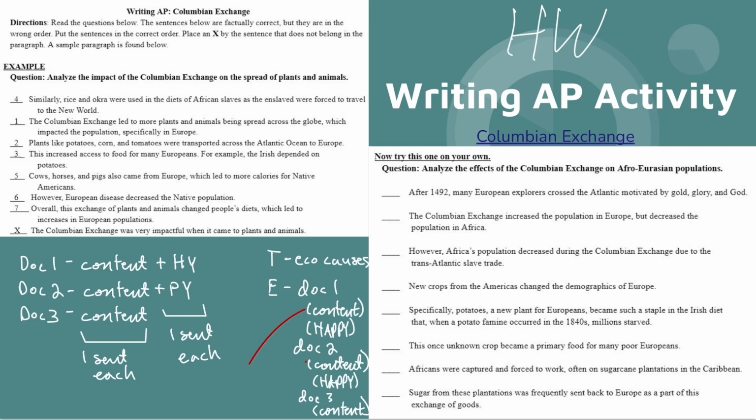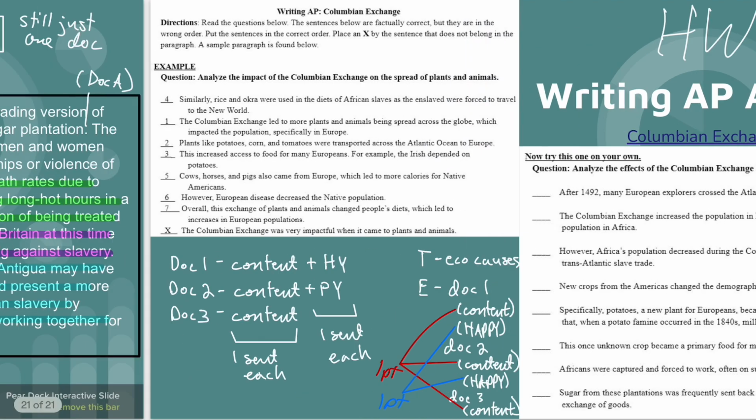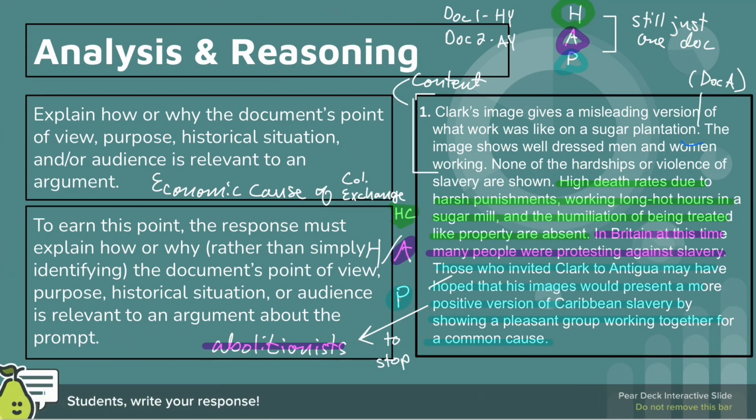Right? All right. So did that answer your question, baby? Yes, ma'am. Gotcha. Are you supposed to put parentheses and the doc number at the end of it? Yeah. So let's pretend that this document, let's label it doc A. When I talk about it, at the end of the sentence, I would take out this period, put in parentheses, doc A, end parentheses, period, right? Or here, the misleading version of what work was like on a sugar plantation, doc A.